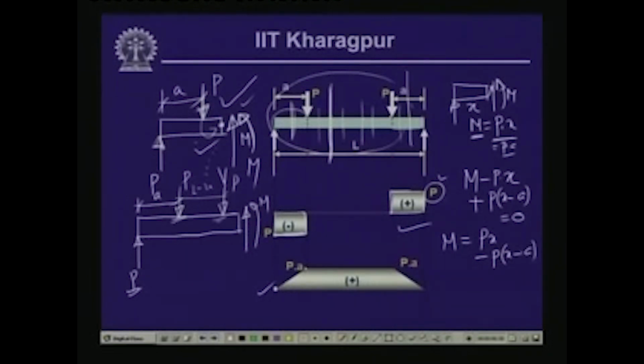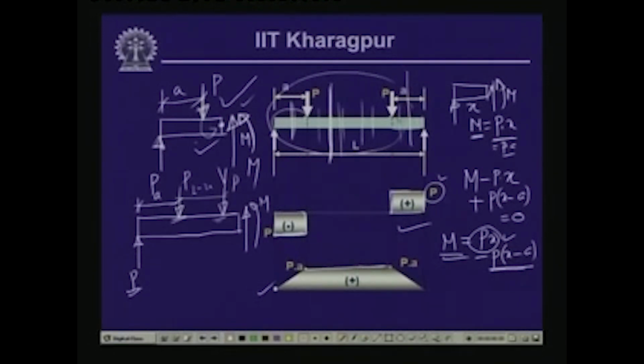Now, if we substitute the value of X as equal to A, which is just after this load, then we find that again the contribution of this is equal to 0. So, M is equal to P times A. So, wherever we take a section between these 2 points, we have the value of bending moment equal to P into A, and which is reflected over here in this diagram. As you can see that from here to here, the bending moment is constant.